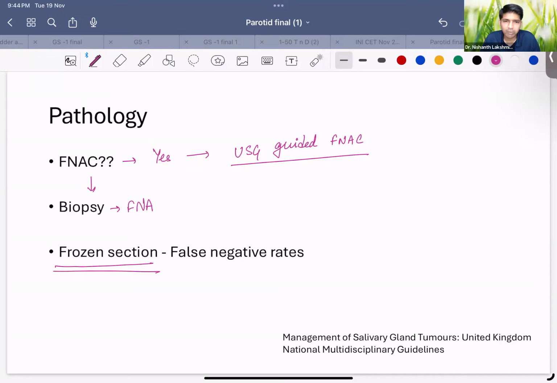Okay. Next is regarding frozen section. Do you want to do frozen section in a case of parotid lesion or not? No, sir. Anyway, the ultimate minimum surgery that we do is a superficial parotidectomy. Correct. Excellent. Just one addition to it.